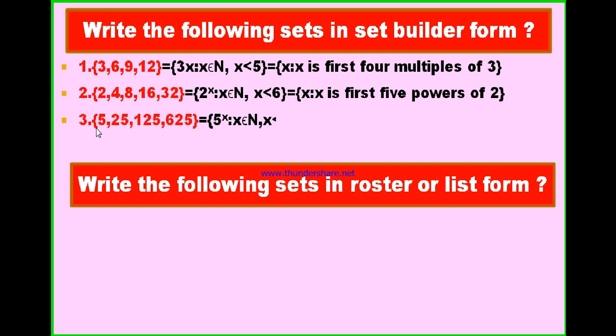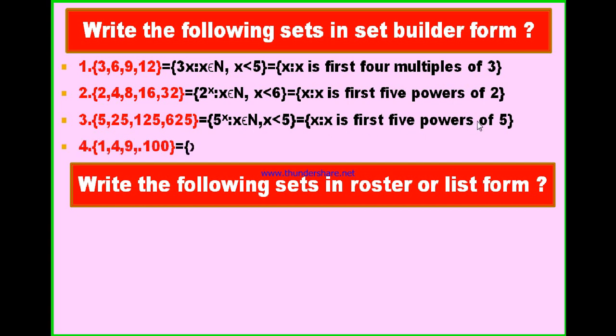Another question. The set 5, 25, 125 and 625. These are the powers of 5: 5 power 1, 5 square, 5 cube, 5 power 4. 5 power x such that x belongs to N and x is less than 5. You can write in words also, x such that x is the first 5 powers of 5. Another question.